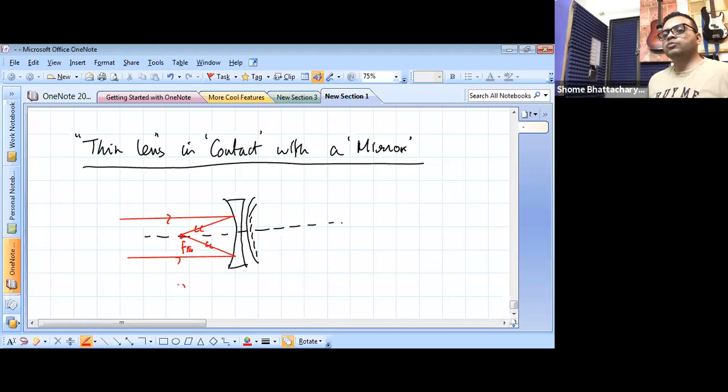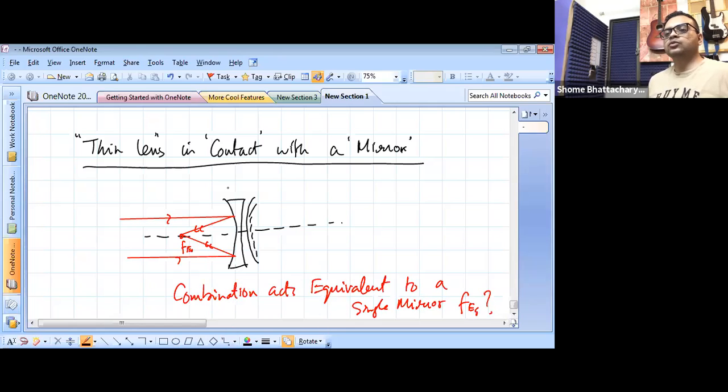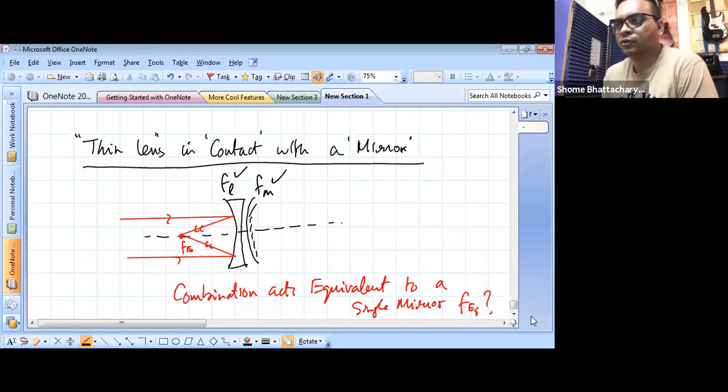So we can say that this combination acts equivalent to a single mirror of focal length F equivalent. We can find out how much that F equivalent is, provided we know the focal length of the lens and we know the focal length of the mirror. If we know these two, then from that we can find out this. So just make a note of this, then we'll discuss what that formula is, and then we'll also learn how to do the applications as well as the derivation.